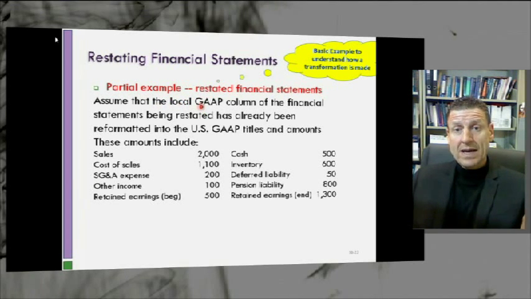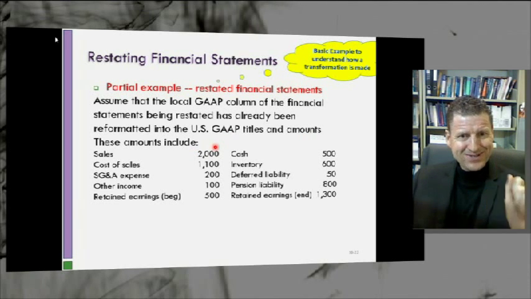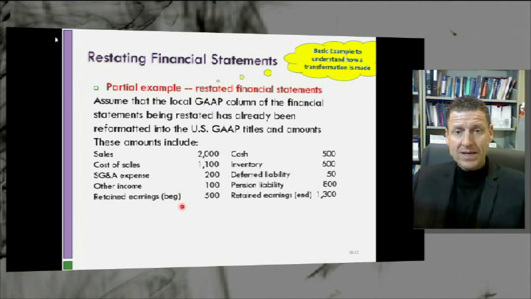Assume that the local GAAP column of the financial statements being restated has already been reformatted into the US GAAP titles and amounts. These amounts include sales, $2,000; cost of sales, $1,100; selling, general and administration expense, $200; other income, $100; retained earnings beginning, $500; retained earnings end, $1,300. Interesting here. The difference here, assuming there are no provisions made, is basically $800. But if there are provisions, then the retained earnings at the end is going to be less, right?